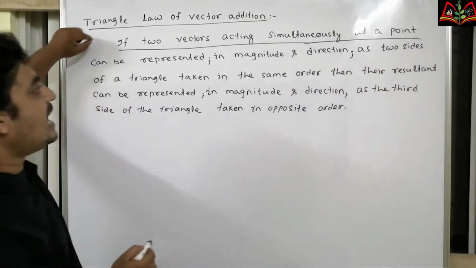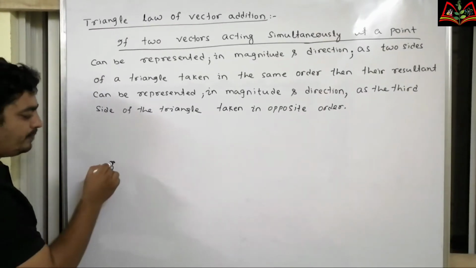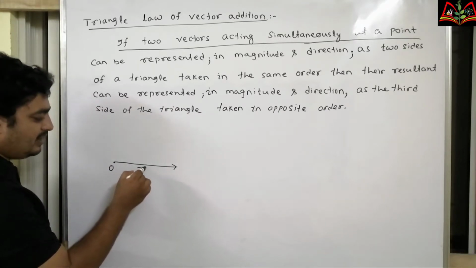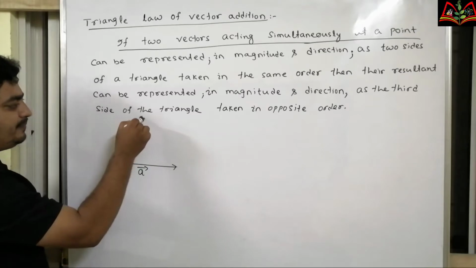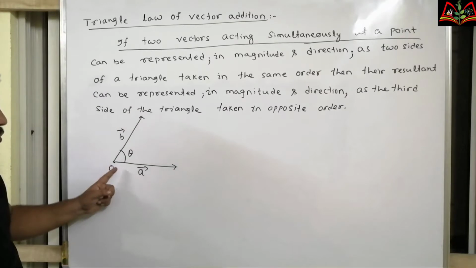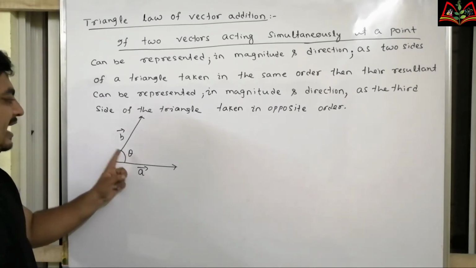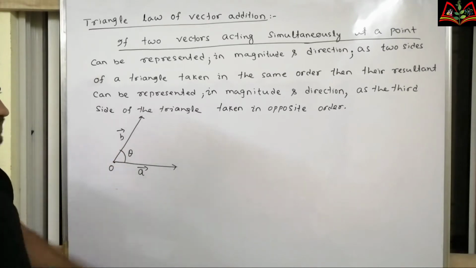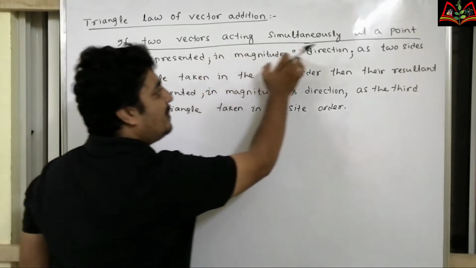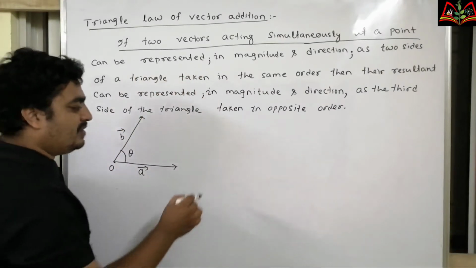Two vectors acting simultaneously at a point. Consider a point O. There are two vectors. Let the first vector be A and the second vector be B. They are acting at an angle theta. So, two vectors A and B are acting at a point O and the angle between the vectors is theta. Now, these two vectors are represented in magnitude and direction as two sides of a triangle.